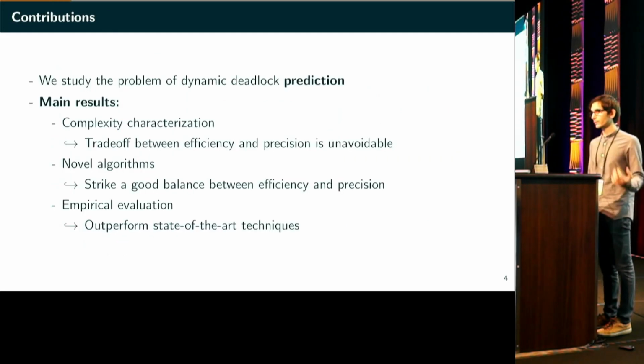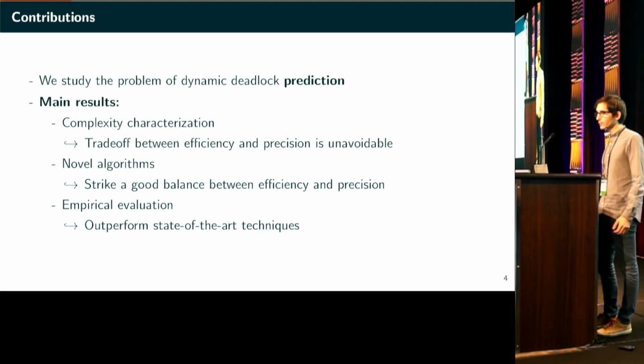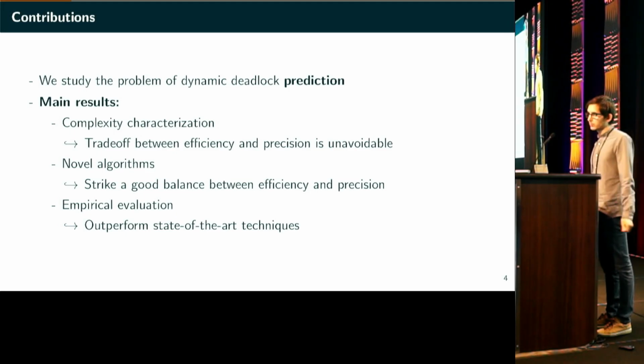In this work, we study the problem of dynamic deadlock prediction, and we study this problem from both a theoretical and practical perspective. We first establish certain complexity results, which show that we cannot solve this problem efficiently while maintaining full precision. Consequently, we design novel algorithms which strike a good balance between efficiency and precision. And our empirical evaluation shows that our new algorithms outperform the state of the art.